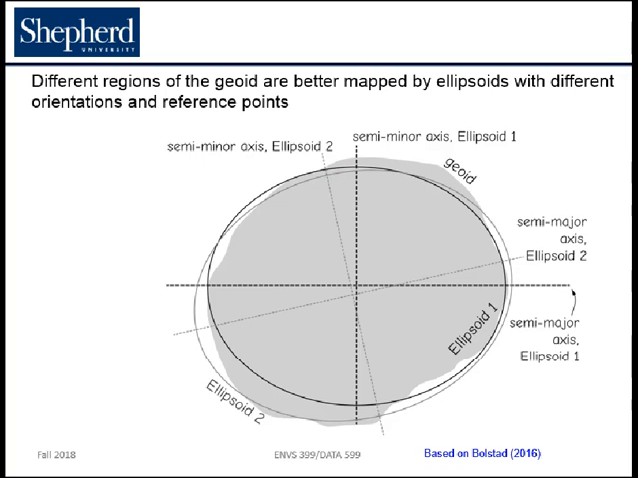Here we see two ellipsoids with the same size but different orientations and origins. One is optimized to match the geoid at one point, and the other optimized to match the geoid across a different region.